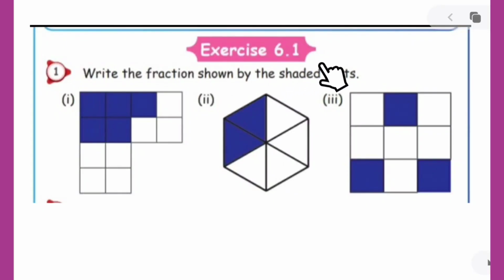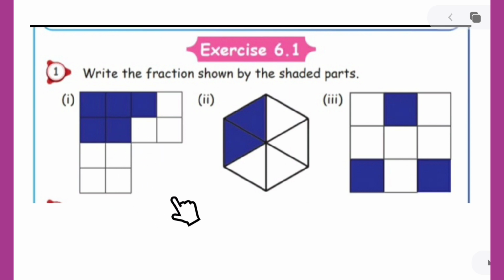Exercise 6.1 sums. First one, write the fraction shown by the shaded parts. First question, one picture is given, with some shaded parts and the remaining parts also shown. Now we have to find the fraction value. For the shaded portion, we have to count how many boxes are shaded. 1, 2, 3, 4, 5. So 5 boxes are shaded.